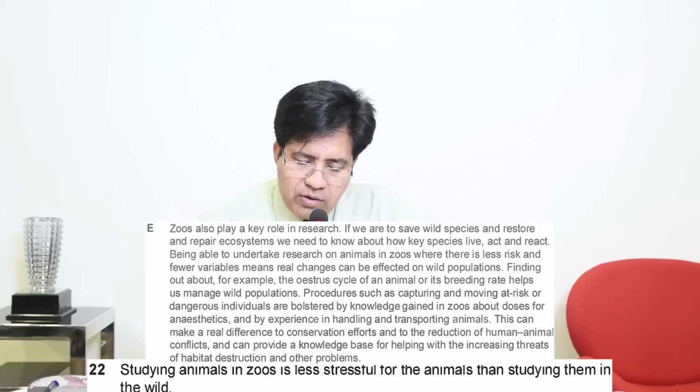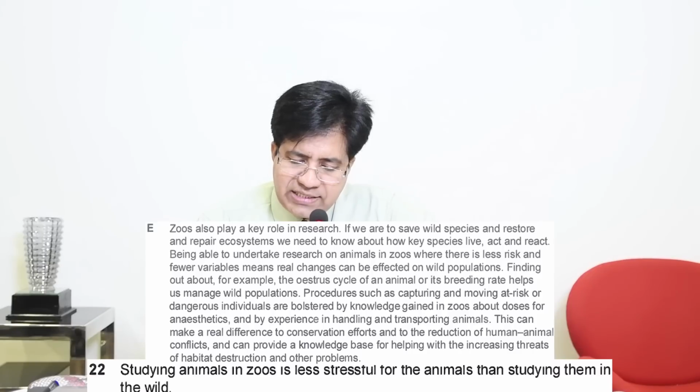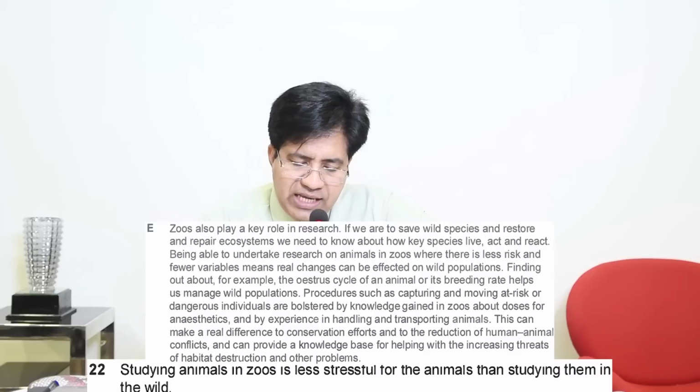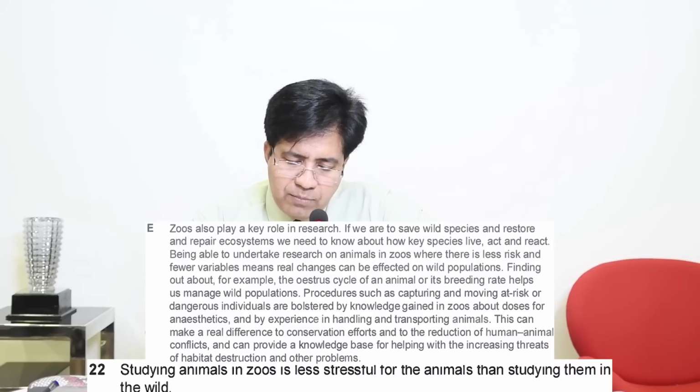Let's move on. Okay, third line you said, being able to undertake research on animals in zoos where there is less risk and fewer variables means real changes can be effected on wild populations. Finding out about, for example, the ostrich cycle of an animal or its breeding. Okay, let's move on to the next line. Procedures such as capturing and moving at risk or dangerous individuals are bolstered by knowledge gained in zoos about doses for anesthetic and by experience in handling and transporting animals. This can make a real difference to conservation efforts.